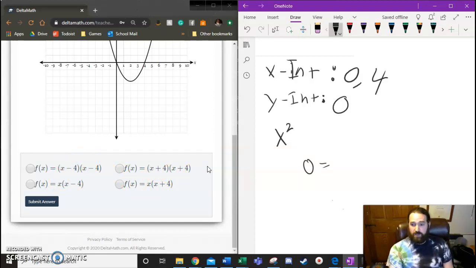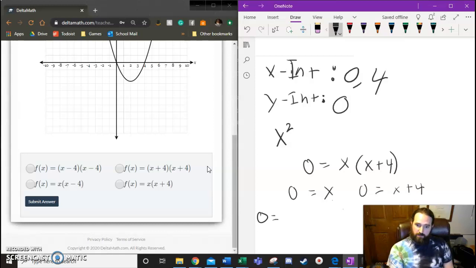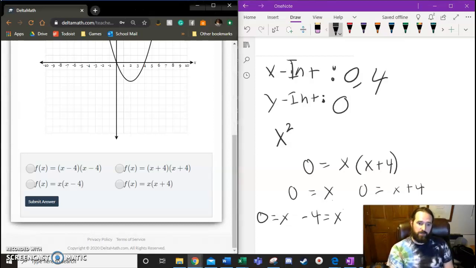You can use process of elimination. Just pick one and solve it. Okay, x plus 4. All right, I'd go 0 equals x, and 0 equals x plus 4. So I'd get 0 equals x, and negative 4 equals x. Well, hey, that's not right. I need a 4. So I've ruled out this third option. This third option's totally out.